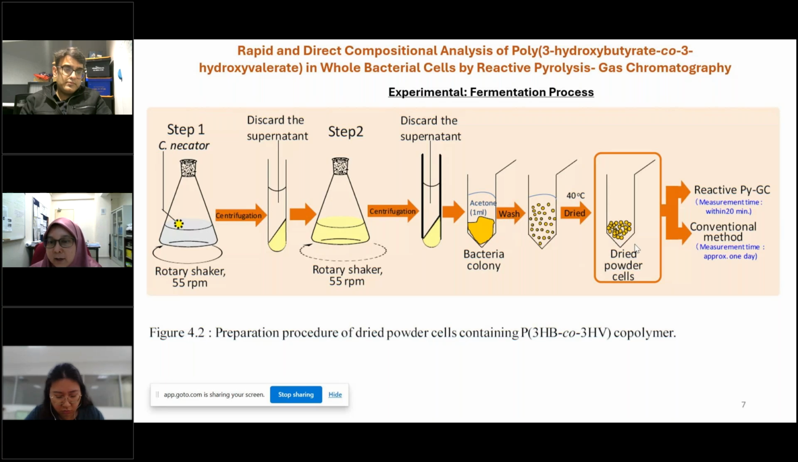At this stage, these dried powder samples for the analytical part, we subject to two separate analysis methods. One is reactive pyrolysis-GC. The advantage is we can complete the analysis within only 20 minutes, in contrast to the conventional method, whereby we need to do sample extraction. It will take around 1 day for this analytical part using conventional methods. So I will explain in detail the conventional methods.